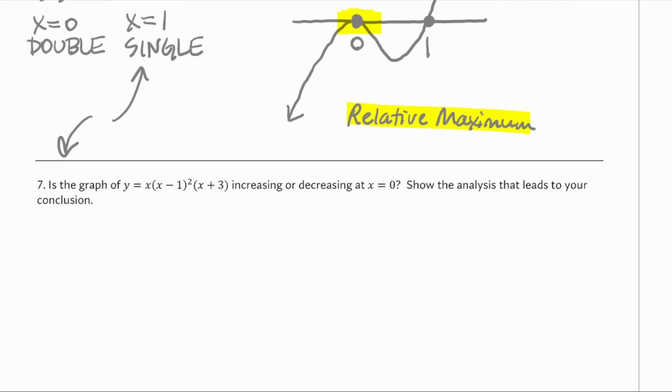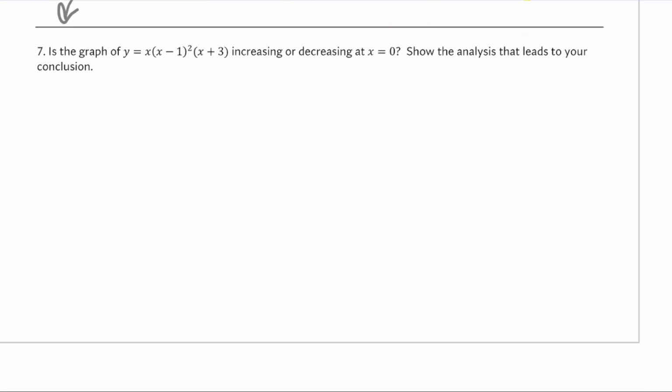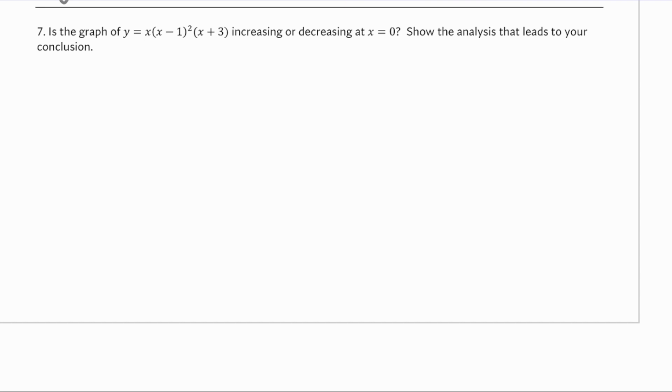Number 7: is the graph of this polynomial increasing or decreasing at x equals 0, and show your analysis. Okay. Well, this is going to be a 4th degree, because I've got 1, 2, 3, 4 powers of x. It's going to have a positive leading coefficient. Okay, so that means that its end behavior will look like the graph of y equals x to the 2 or y equals x to the 4. The same as any other even degree polynomial with a positive leading coefficient.